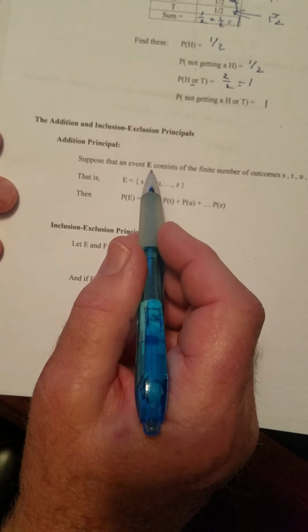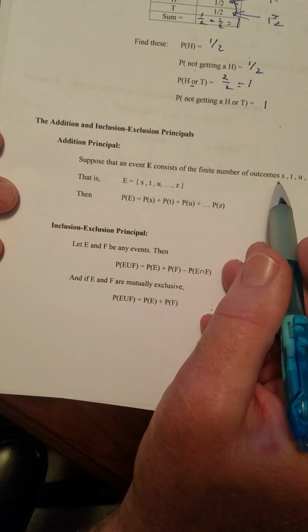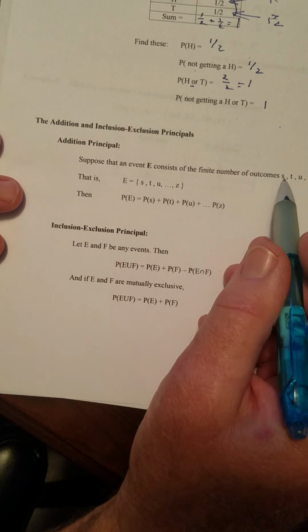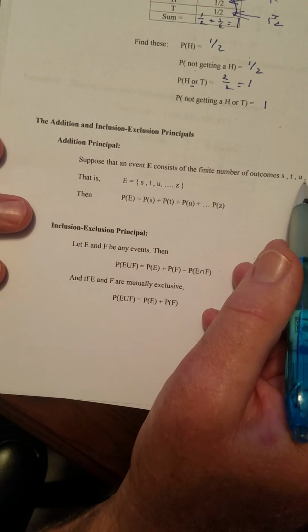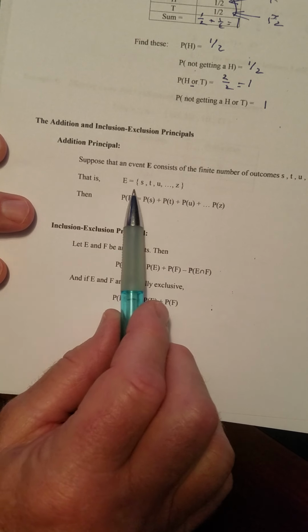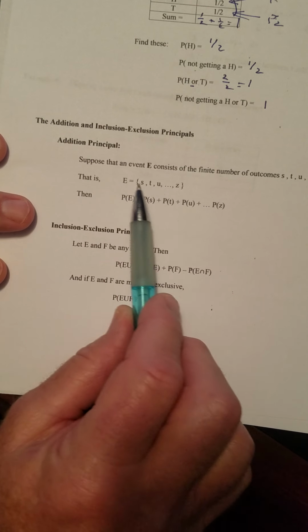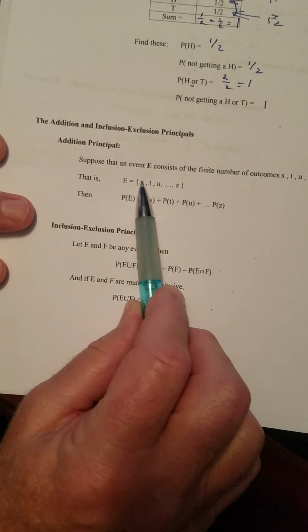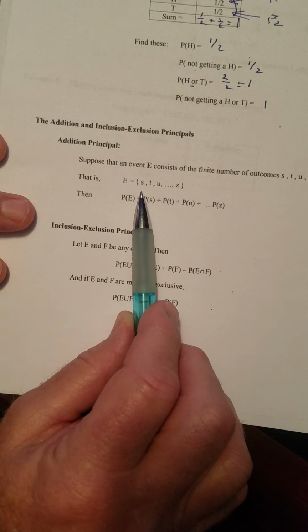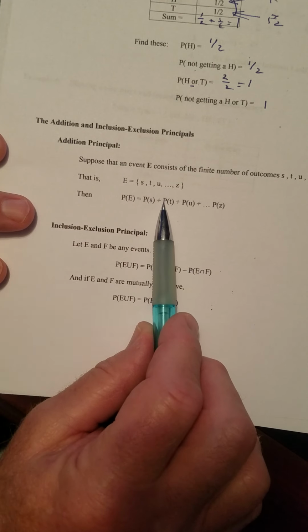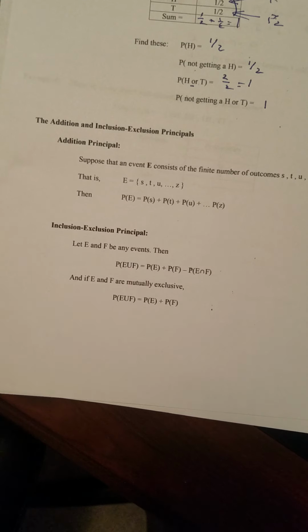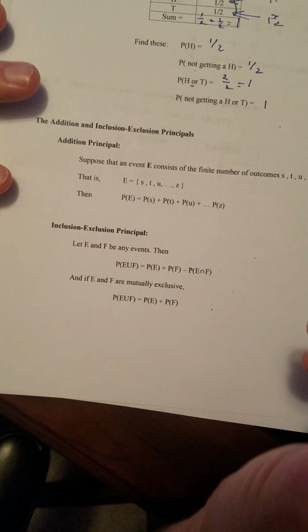So if E consists of a finite number of outcomes, S, T, U, all the way up to Z, and actually it could be more than that. But from what we got there, E represents each of these things that could happen. These are the different outcomes. So if I want the probability of E, that's going to be the probability of the first one plus the second one plus the third one all the way up. So it's individual probabilities.